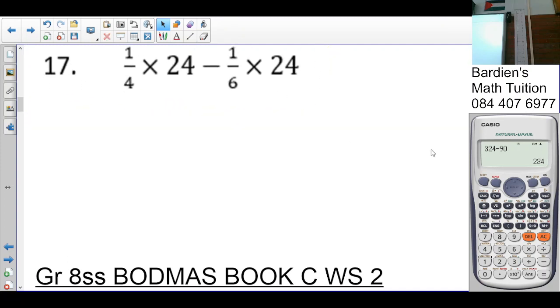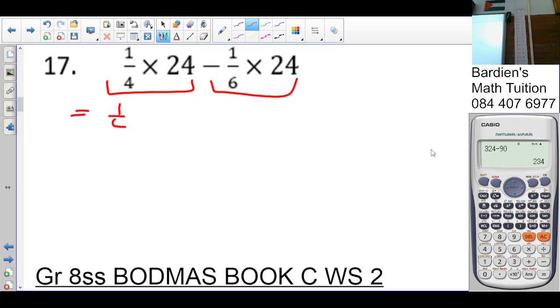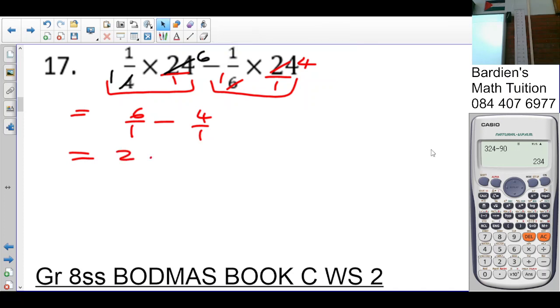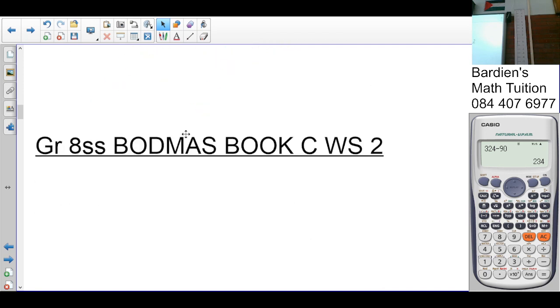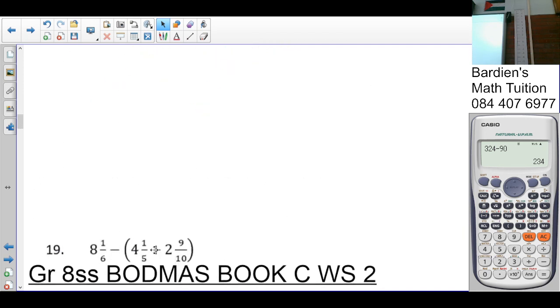Right, so what needs to be done first? Multiplication. Let's sort that out first. We know that 24 can be written as 24 over 1. So 4 goes into 4 once, 4 goes into 24 six times. 1 times 6 is 6 over 1, minus 4 over 1. That's the same as saying 6 minus 4, which is 2. Okay, any issues there? No. Let's carry on. Number 19.